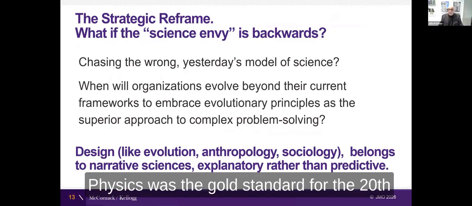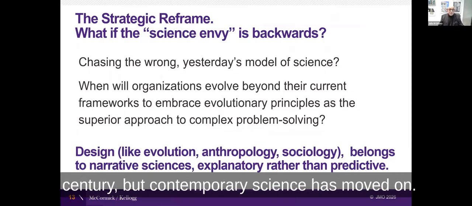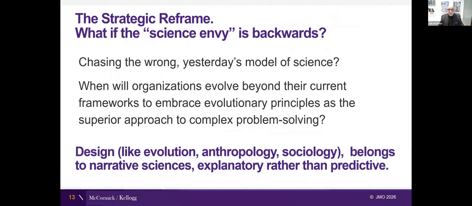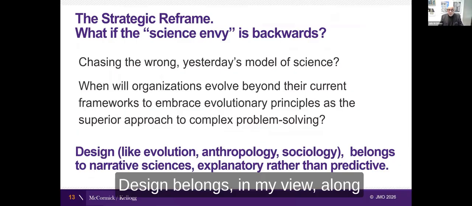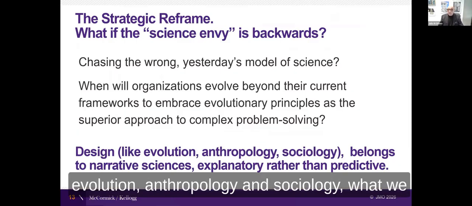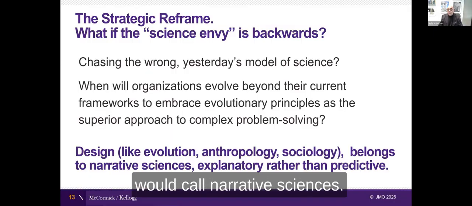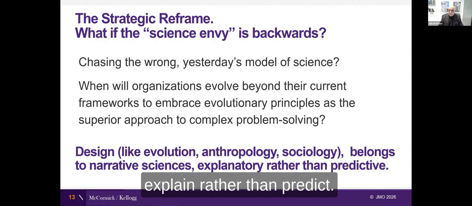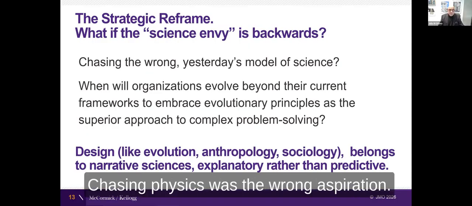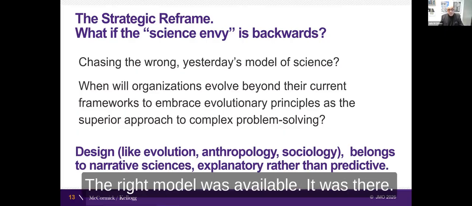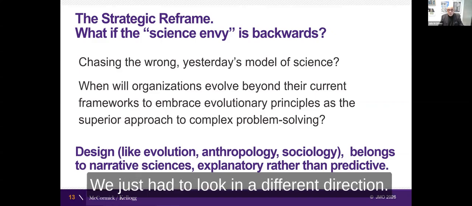Physics was the gold standard for the 20th century, but contemporary science has moved on. Design belongs, in my view, along evolution, anthropology, and sociology, what we will call narrative sciences. These are the sciences that explain rather than predict. Chasing physics was the wrong aspiration. The right model was available, it was there. We just had to look in a different direction.